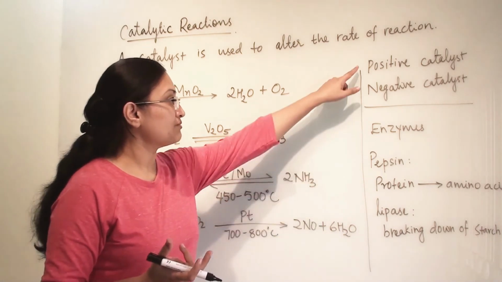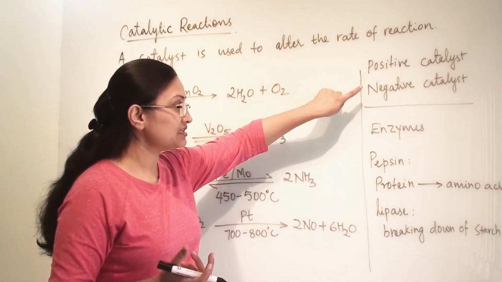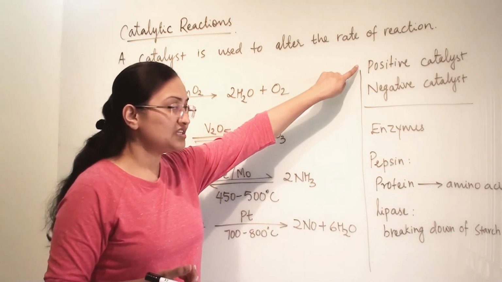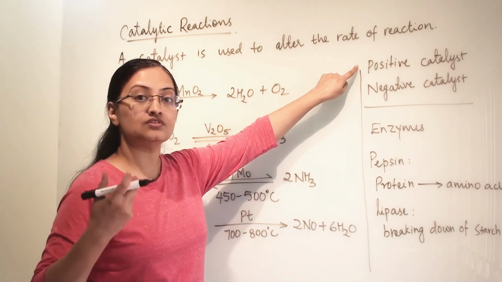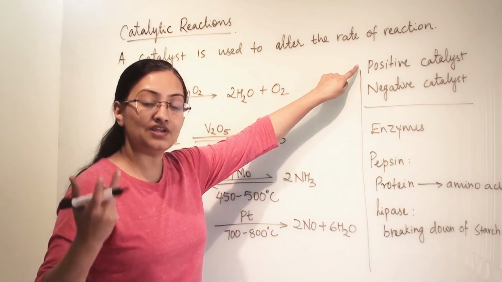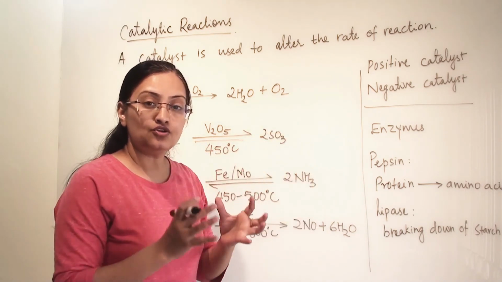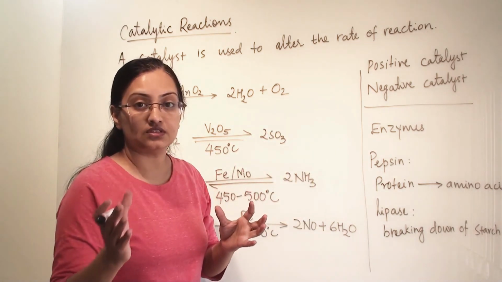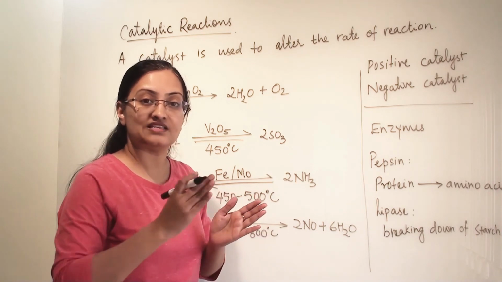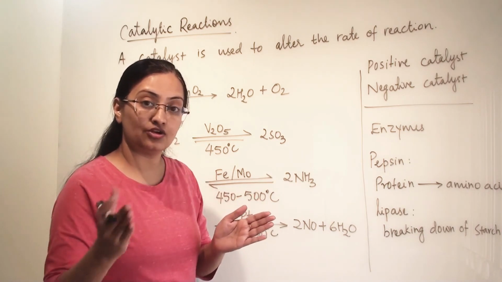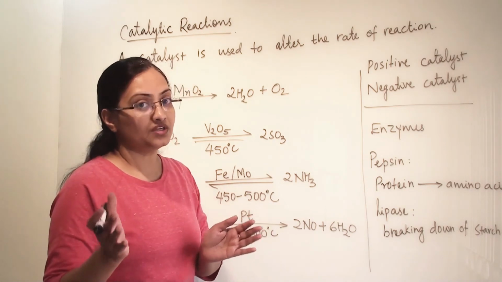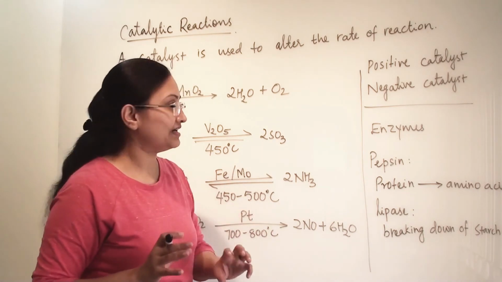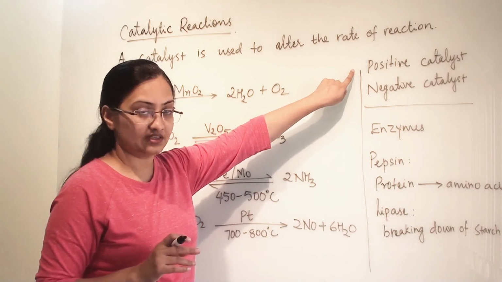There are two types of catalyst, positive catalyst and negative catalyst. Positive catalyst will accelerate the rate of reaction. It will give speed to the reaction. That means in usual time, however many products we are getting, it will accelerate the rate of reaction. So in a smaller period of time, we will get more yield. That is the function of catalyst and that is positive catalyst.